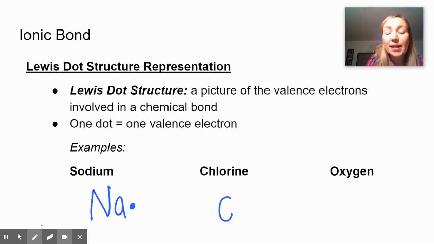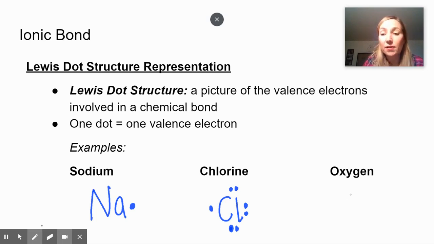Now, chlorine had 7 valence electrons in its outermost shell, and it's in that 7th main group. And so we're going to draw 1 on each side. So we get to 4. Now we're going to start doubling them up. 5, 6, 7 valence electrons. Putting 1 on each side is helpful before doubling up because then we get the right number of paired and unpaired electrons when we're done.